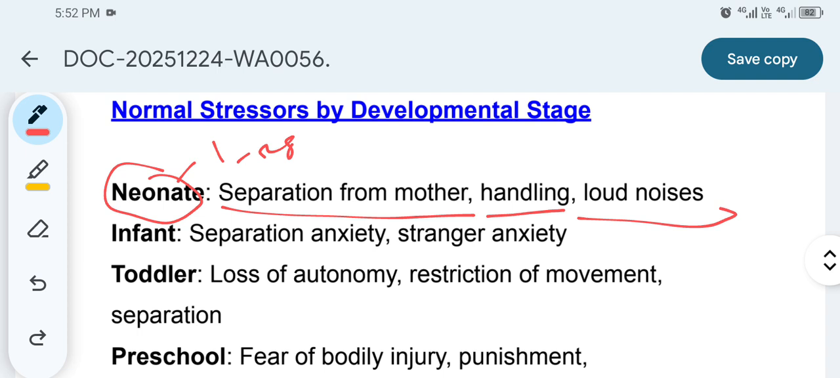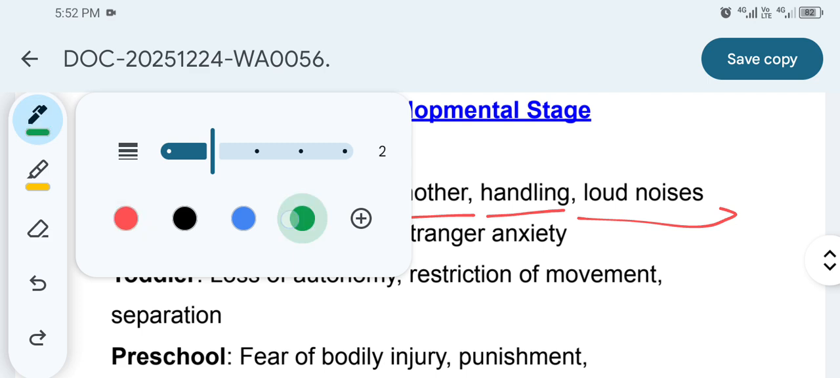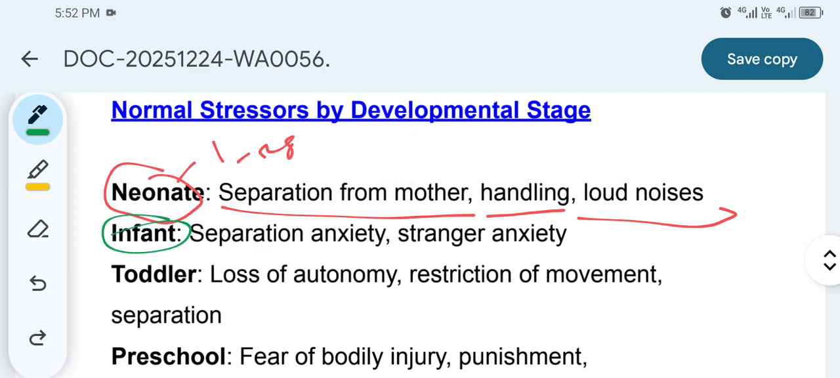Now, when you look at the infant, what are the normal stressors for infants? Infants have anxiety for separation. We are talking about someone who is 1 month to 1 year. These children don't like being separated from their parents. They have that anxiety. Okay?